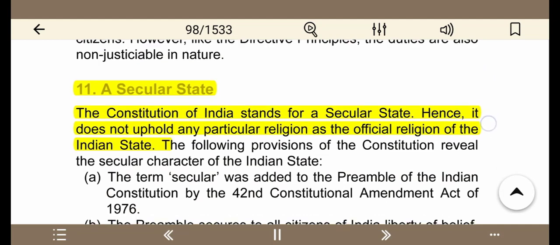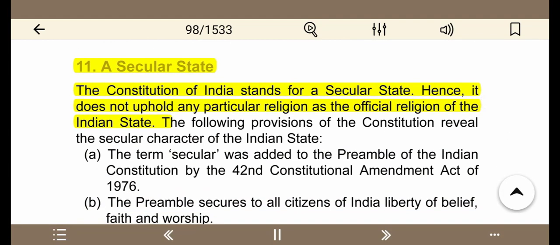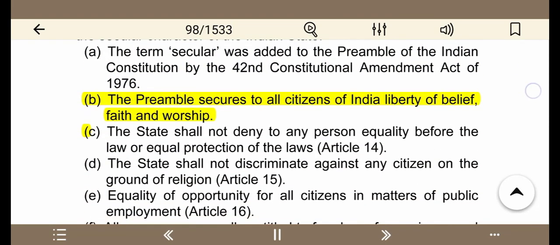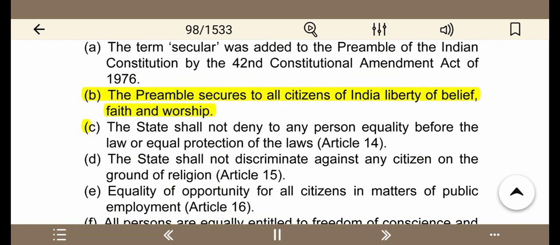11. A secular state. The Constitution of India stands for a secular state. Hence, it does not uphold any particular religion as the official religion of the Indian state. The following provisions of the Constitution reveal the secular character of the Indian state. A. The term secular was added to the preamble of the Indian Constitution by the 42nd Constitutional Amendment Act of 1976. B. The preamble secures to all citizens of India liberty of belief, faith and worship.